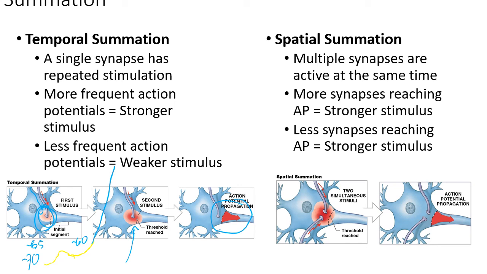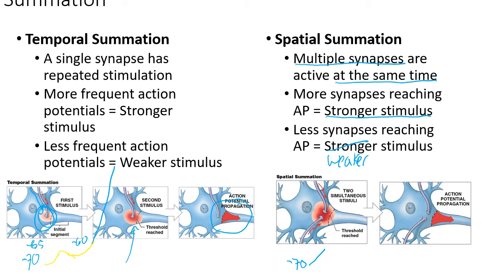Similarly, when we have spatial summation, now we've got multiple synapses, and they're all firing off at the same time. So they're all doing their action potentials at exactly the same time. They are taking us again from that negative 70, and all at the same time, they bring us up to potentially our threshold. And so the more synapses that are firing all at one time, if we've got hundreds and hundreds of excitatory synapses, all of them lead to a stronger stimulus. If we've got fewer synapses, we get a weaker stimulus, and that weaker stimulus then leads to just a graded potential. We don't get an action potential at that point.